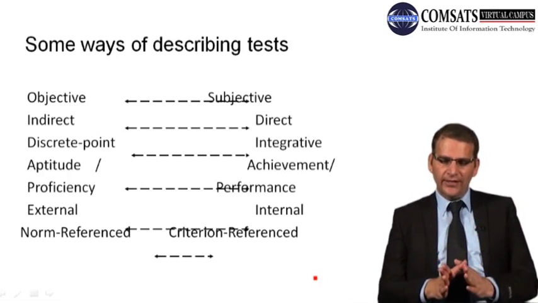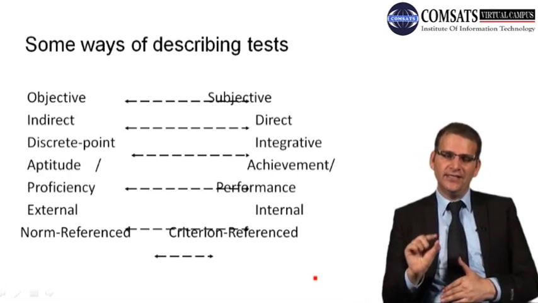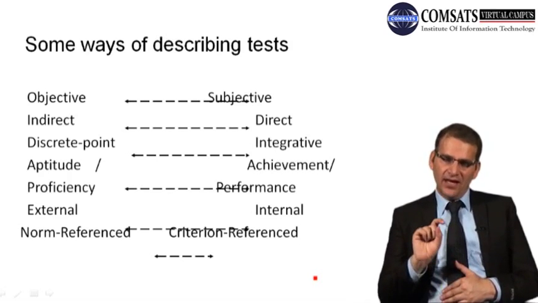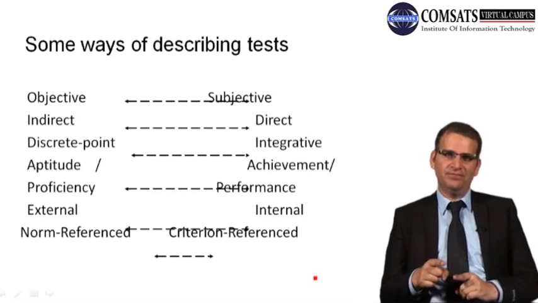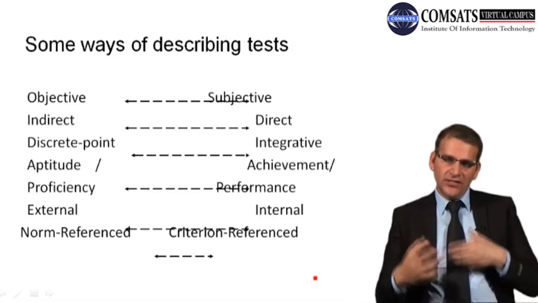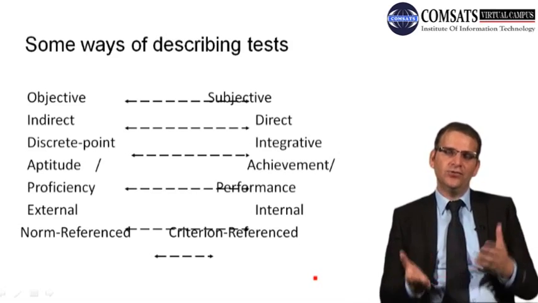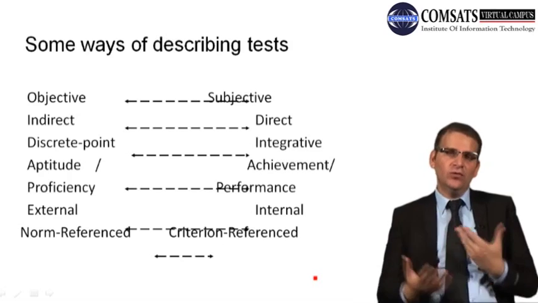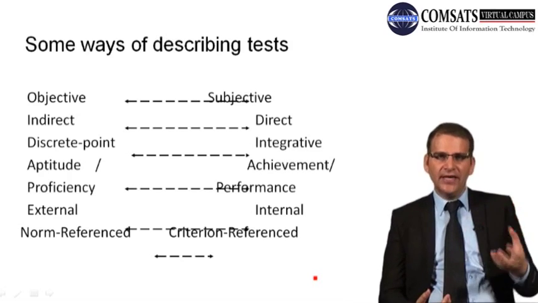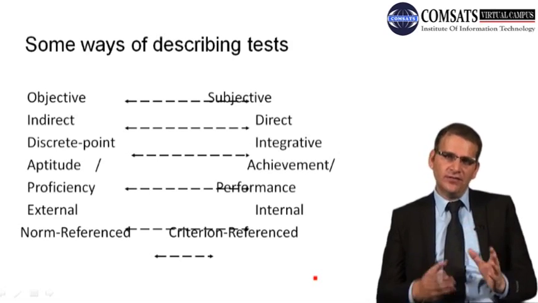Then you have discrete point and integrative. We talked about discrete point: one specific point is tested, for example, transformation of sentences. Your test only checks your transformation skills, or only how you convert a sentence into an interrogative one. So discrete point means one area is tested. Integrative means more than one. A question can test your question making, your transformations, your negatives, interrogatives, and all that.